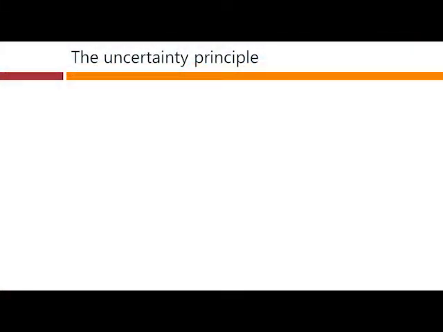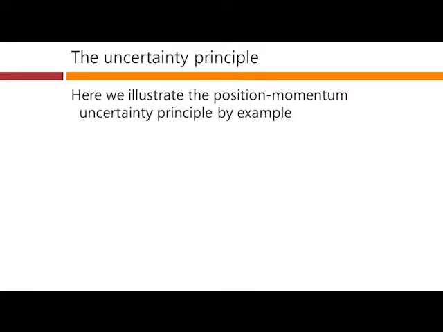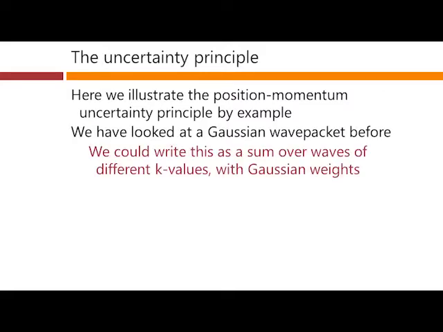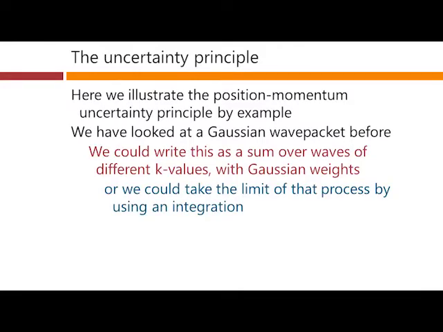Now we're going to have our first look at the uncertainty principle then. And here we're going to illustrate the position-momentum uncertainty principle by an example. Actually, we're going to take the example of a Gaussian wave packet. We've looked at Gaussian wave packets before, and we know that we could write those as a sum over waves of different k values with Gaussian weights, with Gaussian amplitudes in front of each of those waves with different k values. And perhaps slightly more elegantly, we could take the limit of that sum by using an integration. It's really still the same thing as a sum, just it's mathematically slightly more elegant to write it this way.